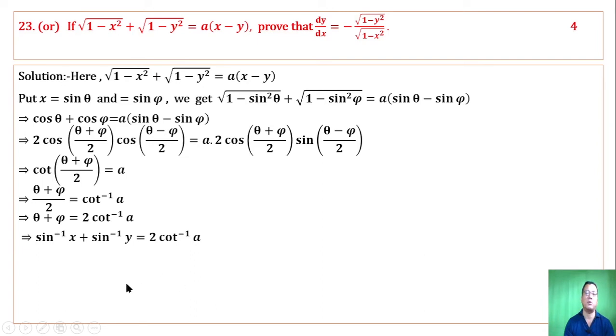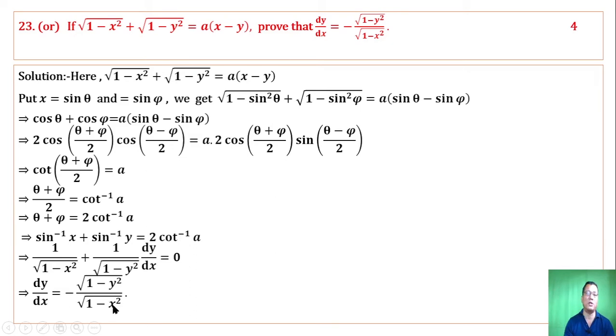Taking derivative on both sides with respect to x, we get for this, we get this. For this y, therefore we have to multiply by dy by dx. This is the concept of derivative. Solving for dy by dx, we get this.